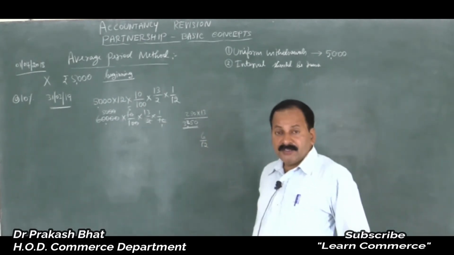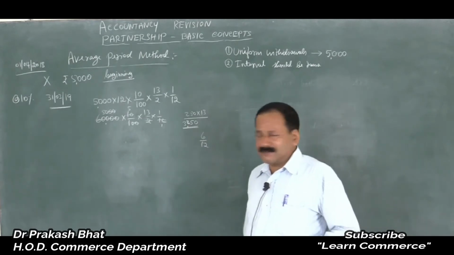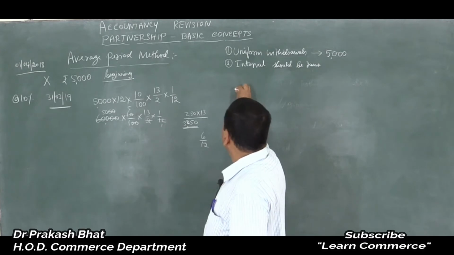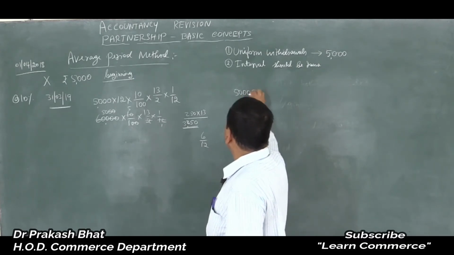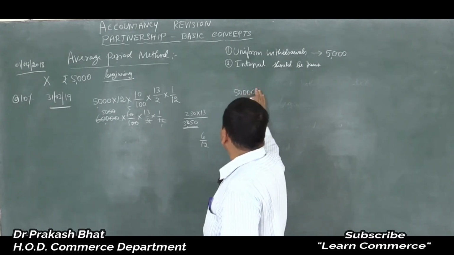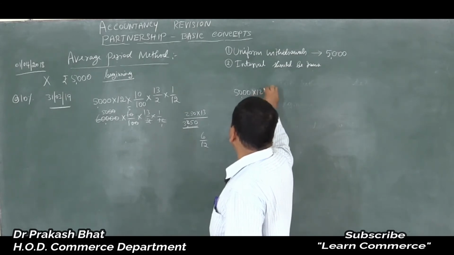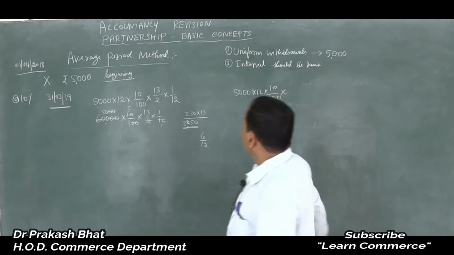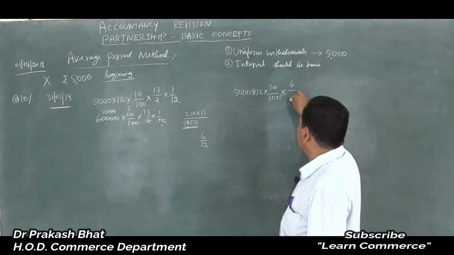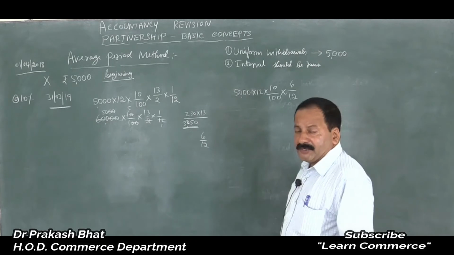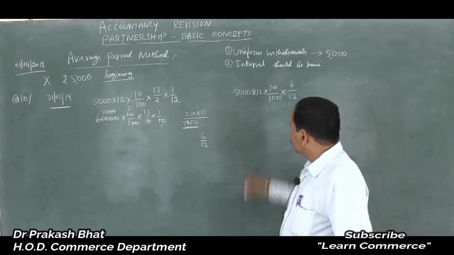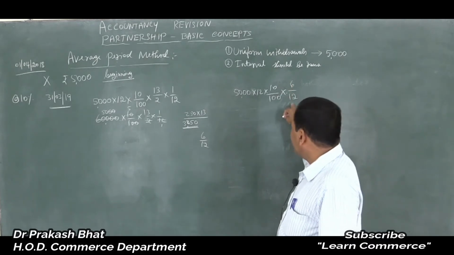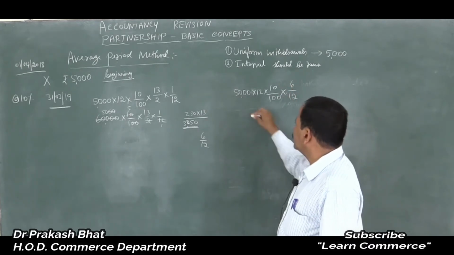Clear? If it is in the middle of the month, no worries friends, only this part will change. In the middle of the month, then 60,000 we have to take. 5,000 into 12 into 10%, that is the given rate in the problem. For how many months we have to calculate? 6 months, right? Here no worries. 6 by 12 straight away. Don't multiply it by 1 by 12 again, because already we took 12 here. 6 months out of 12 months, right? Simplify it, you will get the answer.